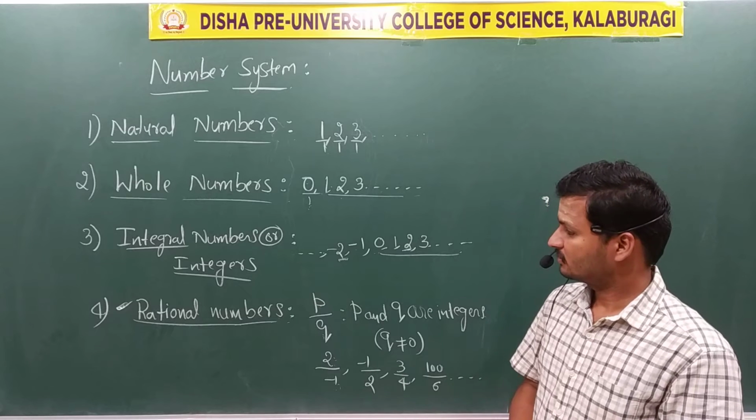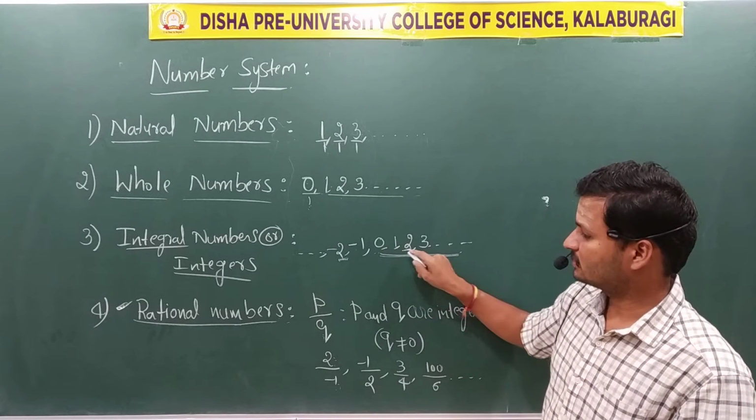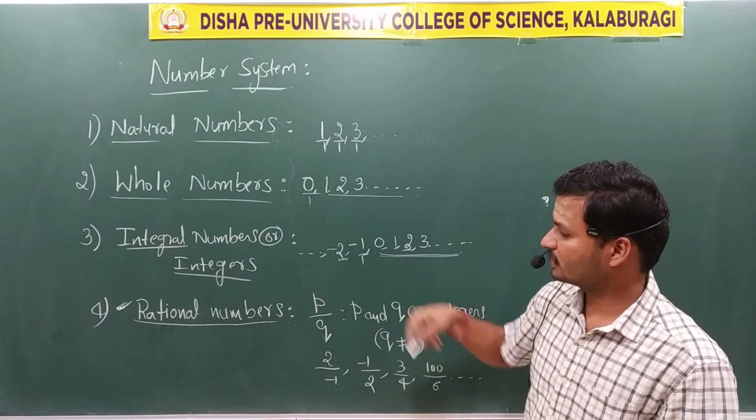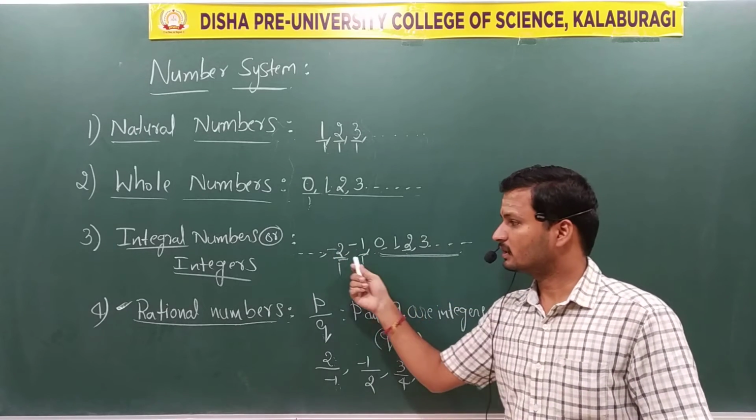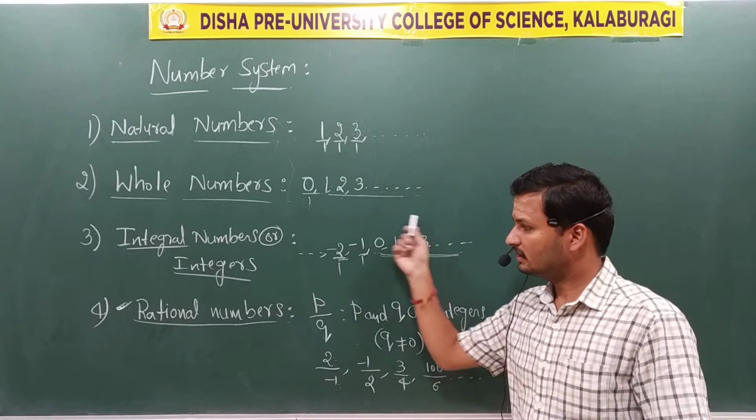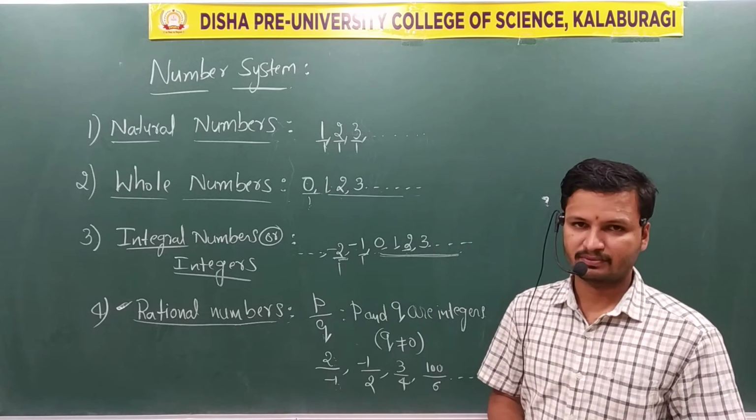Next, whether all integers are rational numbers? Yes. Again, I will explain: 0, 1, 2, 3 are whole numbers, and these are all rational numbers, obviously. See, I will write minus 1 as minus 1 divided by 1, minus 2 as minus 2 by 1. So these negative values are also rational numbers. So, totally all integers are rational numbers.